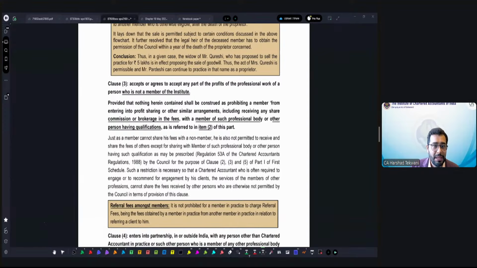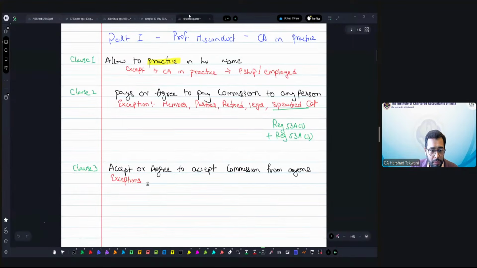Means if we are accepting from a member of the institute, or if we are accepting from the specified person, that's why I categorize them, because I can quickly use this particular term where I will mean 53A1 and 53A3. If I accept from a specified person, or from a member of the institute, in that case it is fine. I will not be deemed to be guilty of professional misconduct. Okay, so 53A1 plus 53A3.